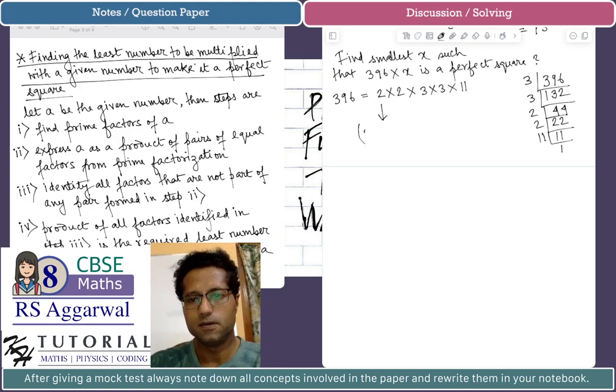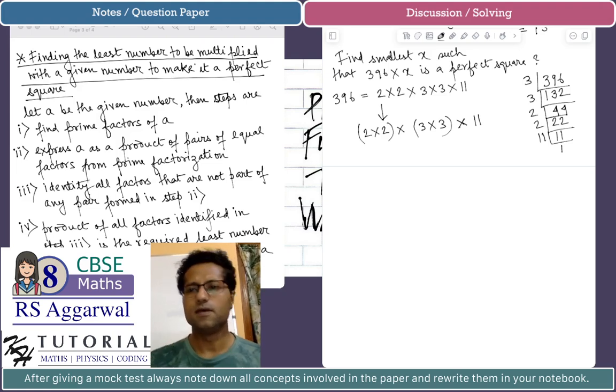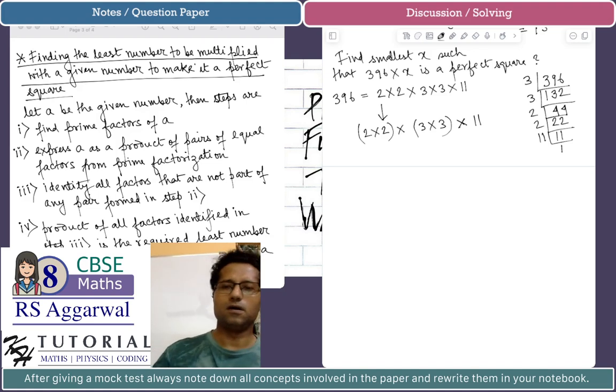So this will be the first pair, and this will be the second pair, and we have 11 left out. So express A as a product of pairs of equal factors from prime factorization. In this step, some factors may be left out. That is, some factors may not be a part of any pair.